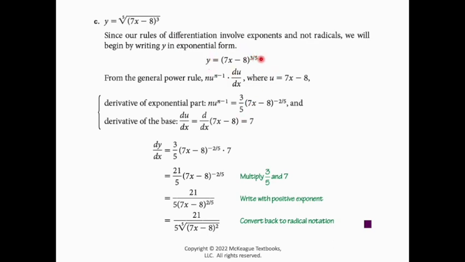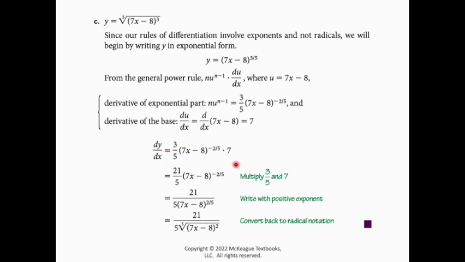So I'm going to take the 3/5, bring it down in front. The base, the inside stays the same, so that remains 7x minus 8. Then we decrease the exponent by 1, and that gives us the negative 2/5. That's coming from 3/5 minus 1. And then because we have the inner function here, we have to multiply by the derivative of that inner function. So the derivative of 7x minus 8 is 7.